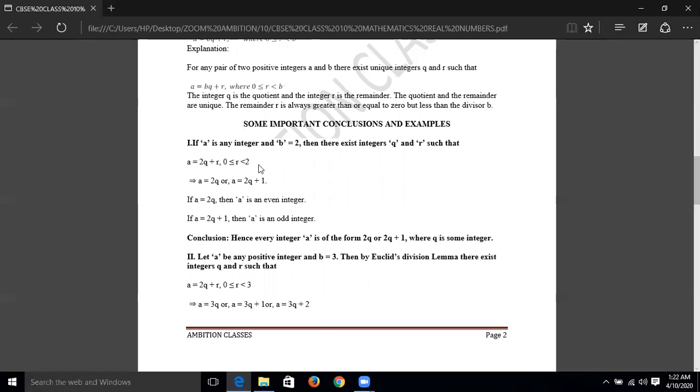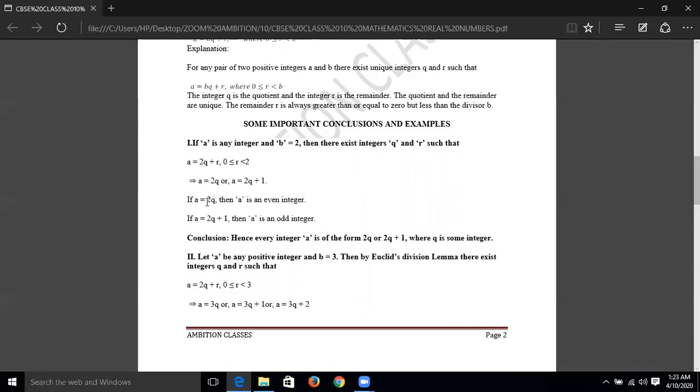Any number can be written in the form of 2q or 2q plus 1. How can we prove that? If a is any integer and b equals 2, then there exist integers q and r such that a equals 2q plus r, where r is greater than or equal to 0 but less than 2. So if r is 0, then a equals 2q. If r is 1, then a equals 2q plus 1. But r cannot be 2. It is less than 2 and it is an integer. So we can get only two values, 2q and 2q plus 1.